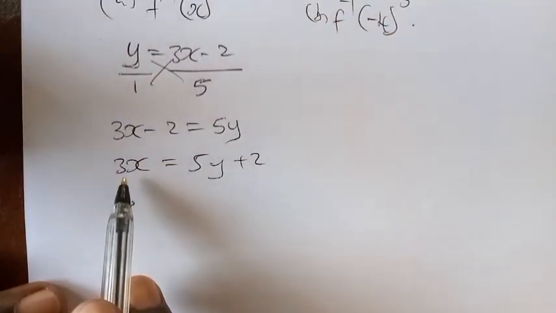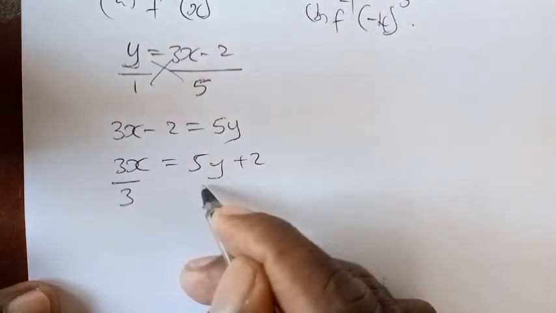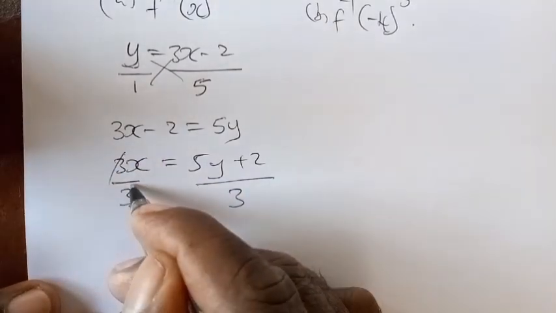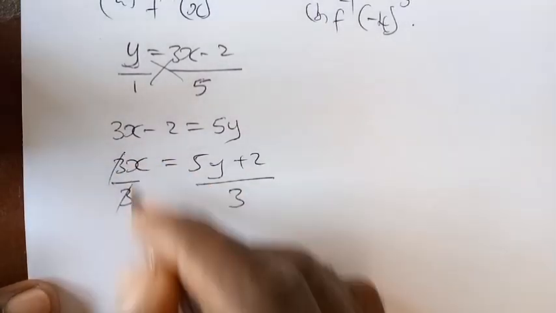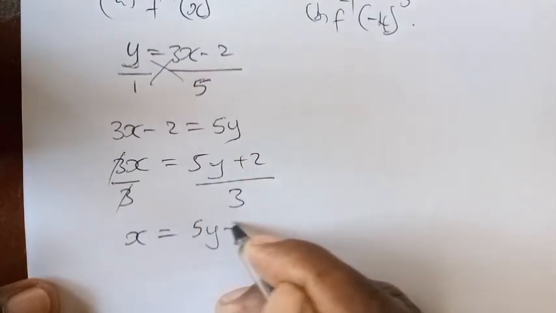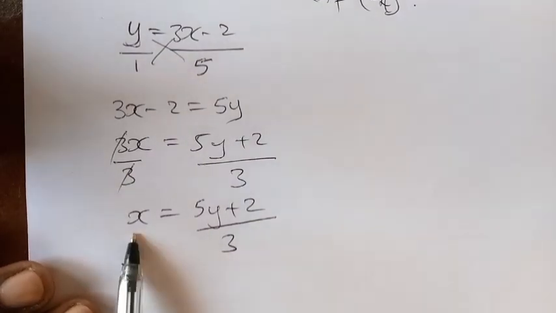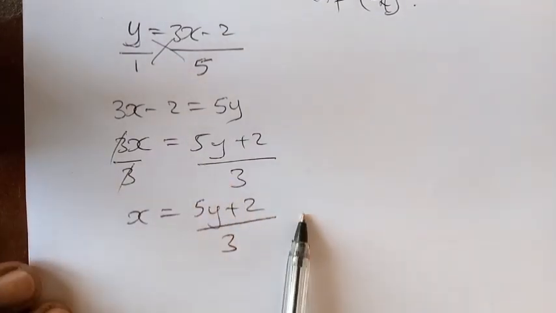And then we are still remaining with a 3 here. So we get rid of it by dividing with a 3 both sides. So we divide with 3 here, and also that one it divides. So we remain with our x. x is going to be equal to 5y plus 2, everything divided by 3. So we have made x the subject of the formula in this question.